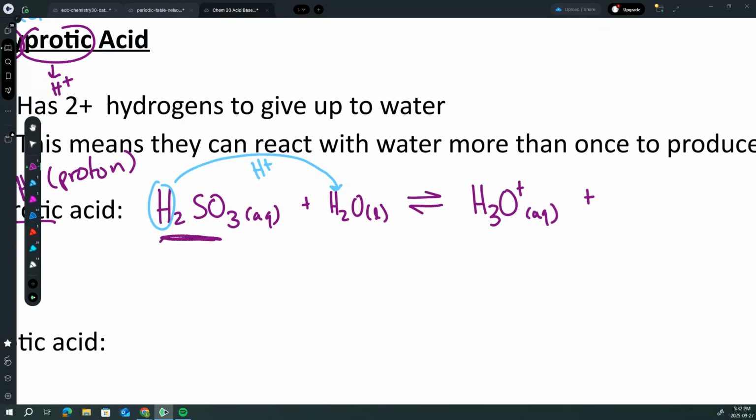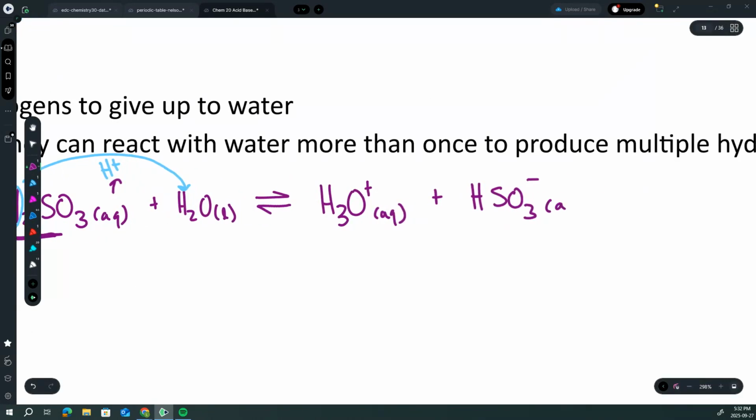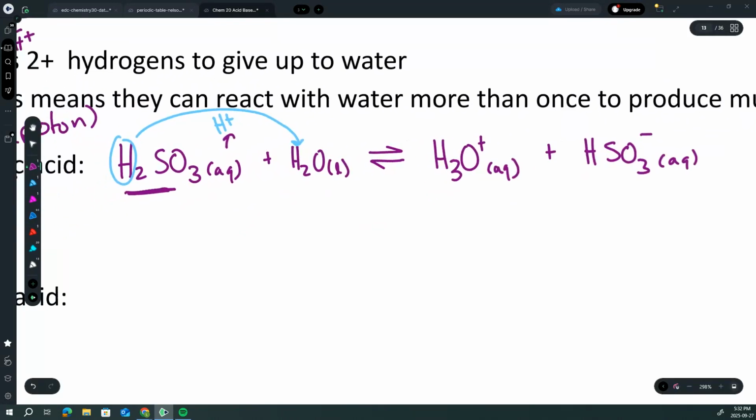Plus, now we imagine our acid with one less proton on it. So that's going to be HSO3. And for the charge, since it was neutral and it lost a 1+ charge, the charge on hydrogen sulfite is going to be 1-, aqueous. Here we go.